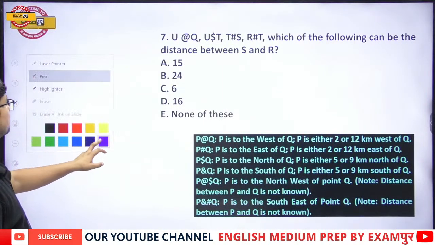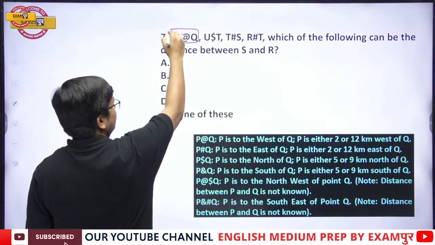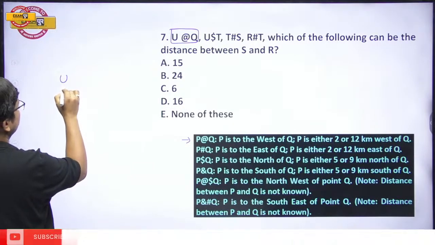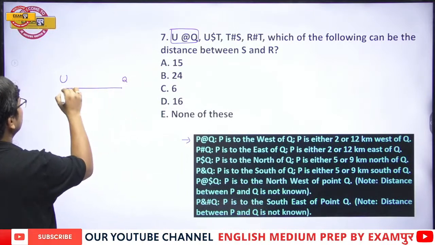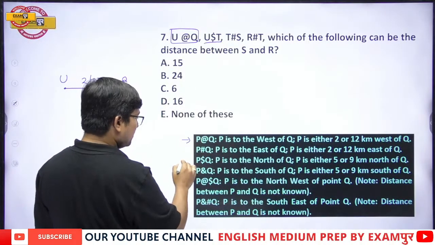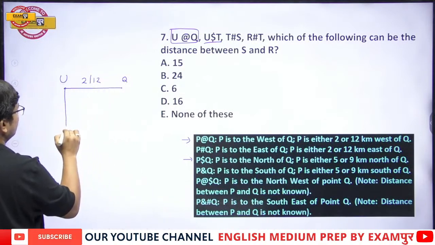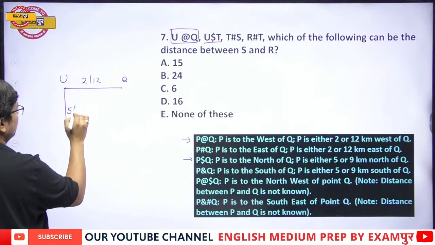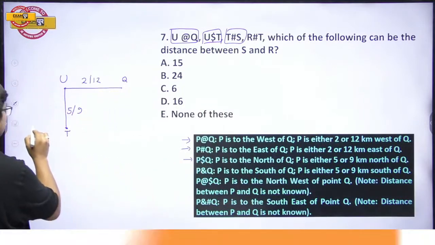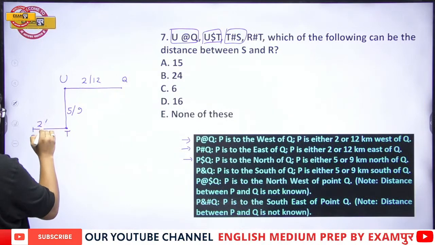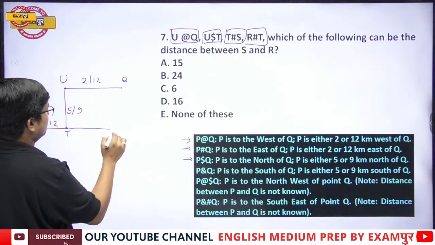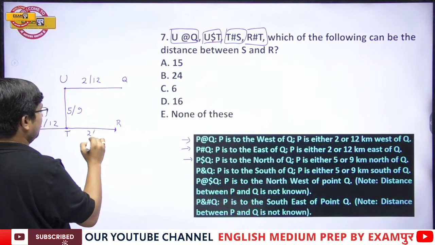Now see, my dear students, U @ Q means U is to the west of Q, 2 or 12. U $ T means U is to the north of T, 5 or 9. T # S means T is to the east of S, 2 or 12, we don't know. R # T means R is to the east of T, again 2 or 12, we do not know.